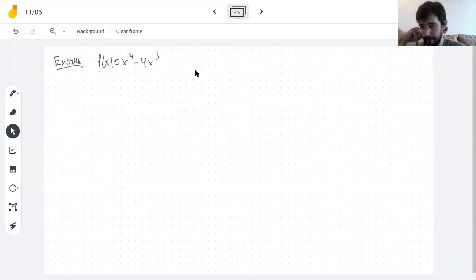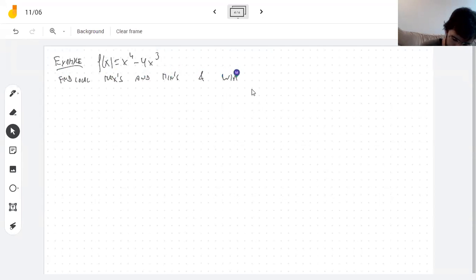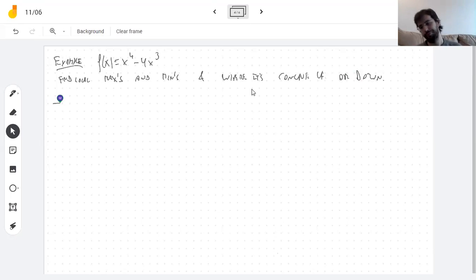Let's look at the second derivative of this function and see what we can learn. Let's find the local maxes and mins and where it is concave up and down. So how do we find the local maxes and mins? Where do we start?